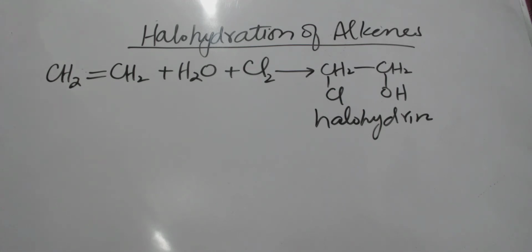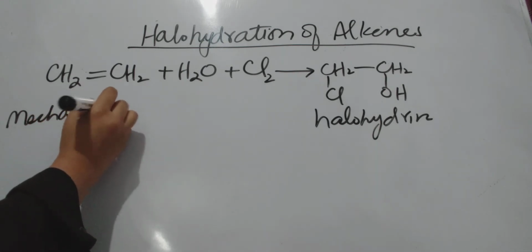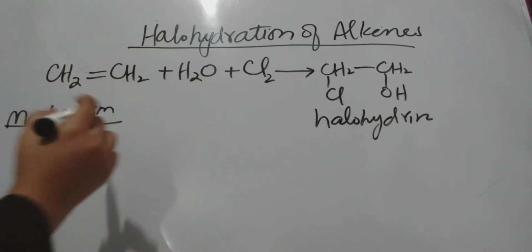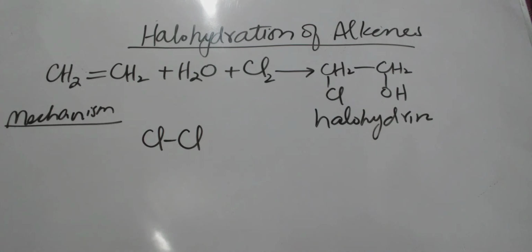For understanding this, we will do its mechanism, and in this mechanism it will be clear to all of you what happens. First of all, as you know, in the chlorine molecule there is no electronegativity difference between the two chlorine atoms, because this bond is between two similar atoms.